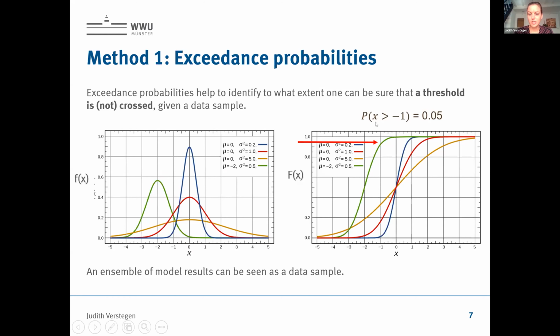Then you can answer the question, for example, what is the probability that x is above -1? To answer that, you go to the x-axis to -1, you read what the value is of the green line, and it appears to be 95%. That means that you have 95% certainty that the value is below -1, and therefore 5% is your exceedance probability. We can apply this concept to the model ensemble when we see that model ensemble as our sample.